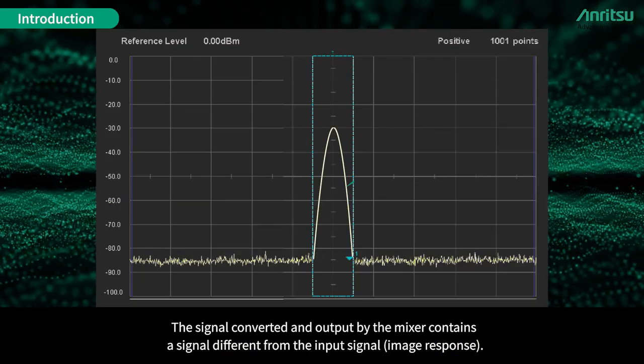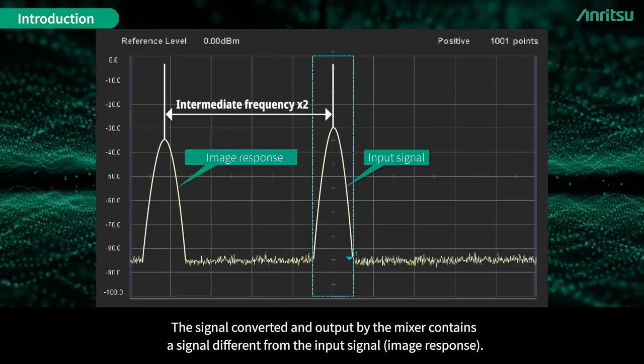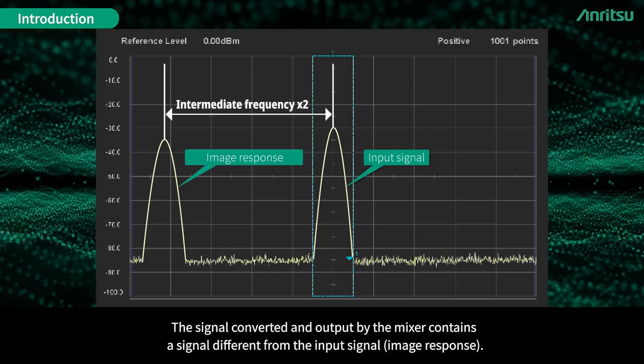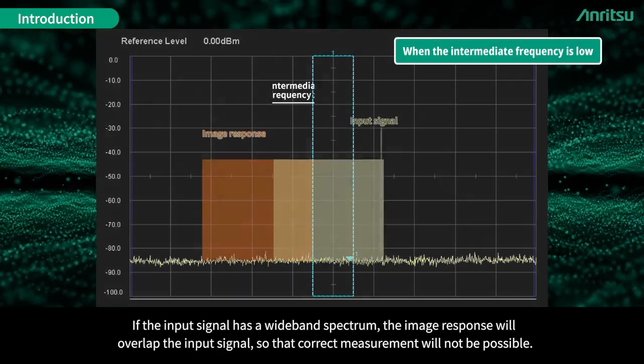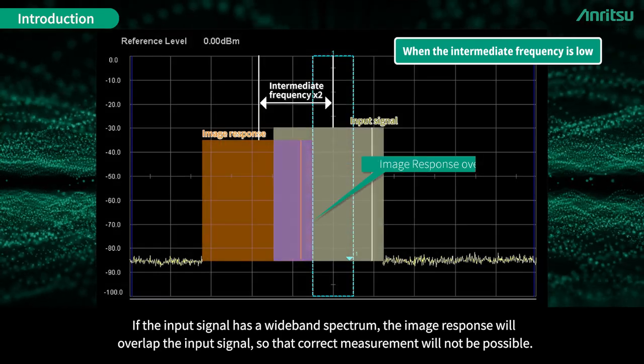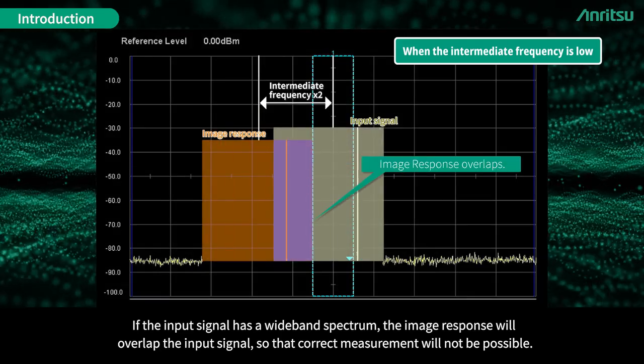The signal converted and output by the mixer contains a signal different from the input signal. If the input signal has a wideband spectrum, the image response will overlap the input signal, so that correct measurement will not be possible.